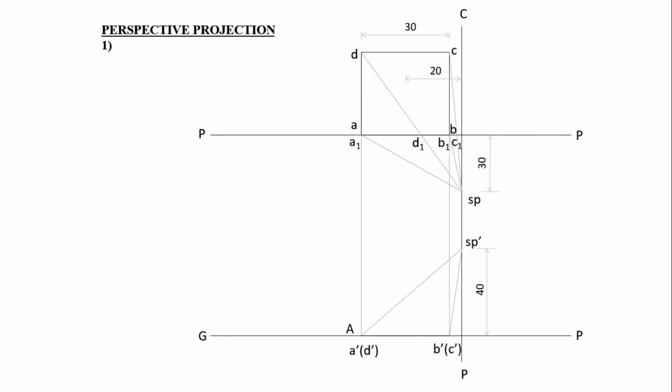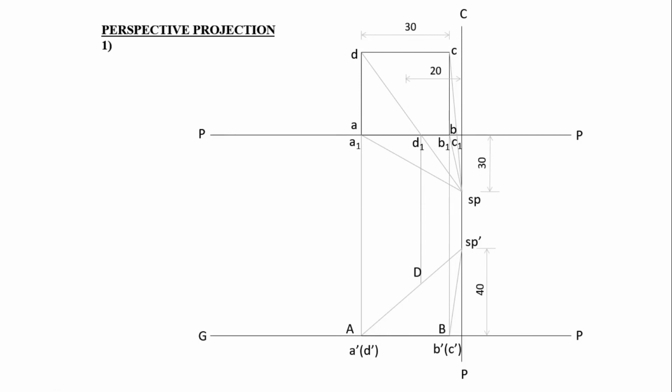Then from the point A1 we draw the vertical line. When it intersects the corresponding visual ray in the front view, that is the visual ray from A dash, that point is marked as capital A. Now in order to mark capital D, from D1 we draw the vertical line, and when it intersects the visual ray from D dash in the front view, we mark it as capital D.